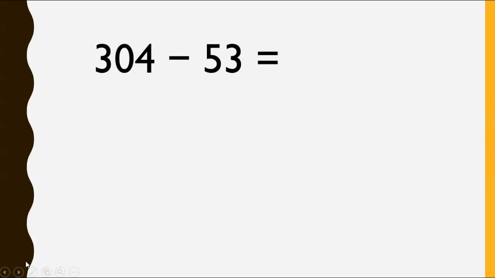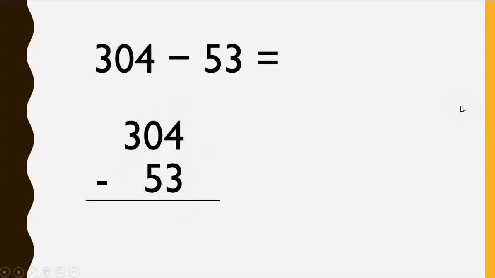And remember that when we set this up vertically, we need to line up the ones, the tens, and the hundreds. But if you look at the second number, 53, it does not have a hundreds. But we still need to line up the ones and the tens, even though we don't have a hundreds here. So make sure your ones and your tens are lined up. So when you set it up vertically, it should look like this.